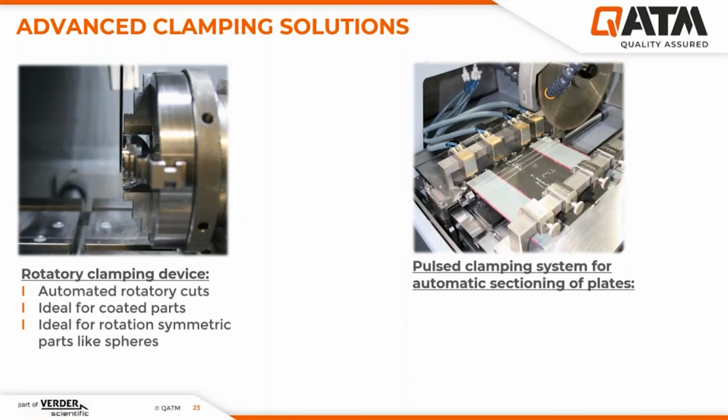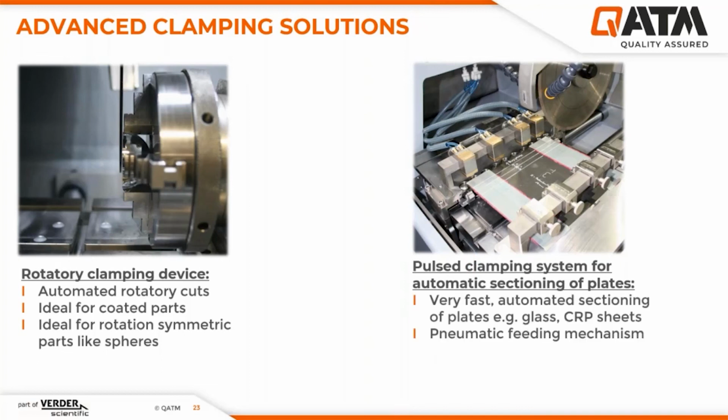If you have to sample a lot of plate material, for example, you want to cut prepreg plates into tensile testing bars, you can use such a pulsed clamping system, which has been optimized for the automated sectioning of plates. It's very fast and reliable, and shows a pneumatic feeding mechanism that enables the movement of the material in this direction, because this array is pushed forward, grabs the material again, and drags it back.